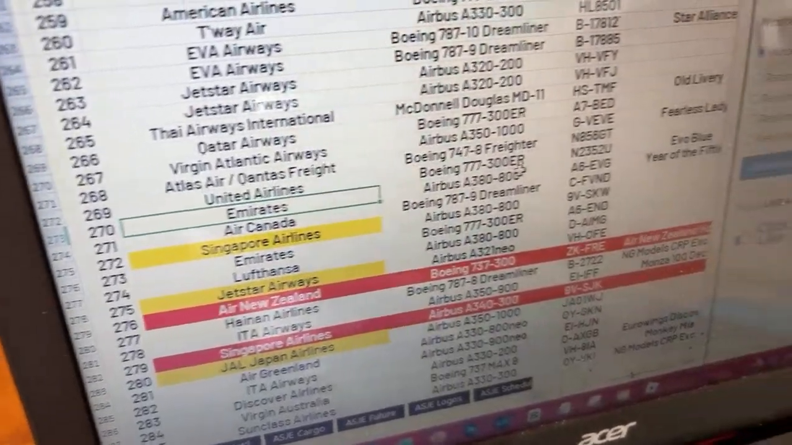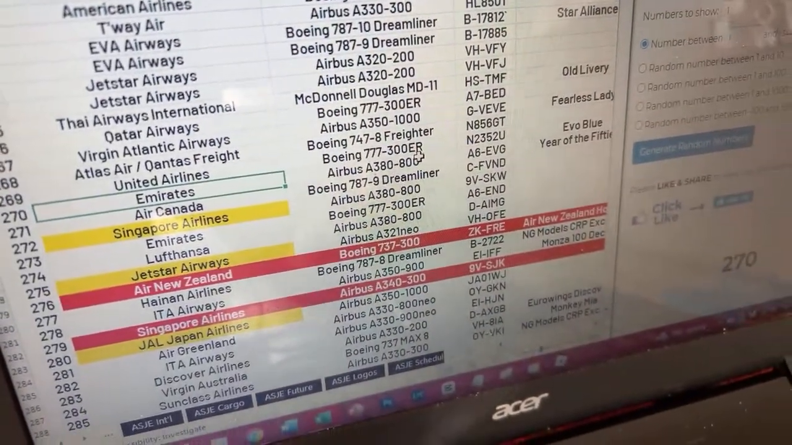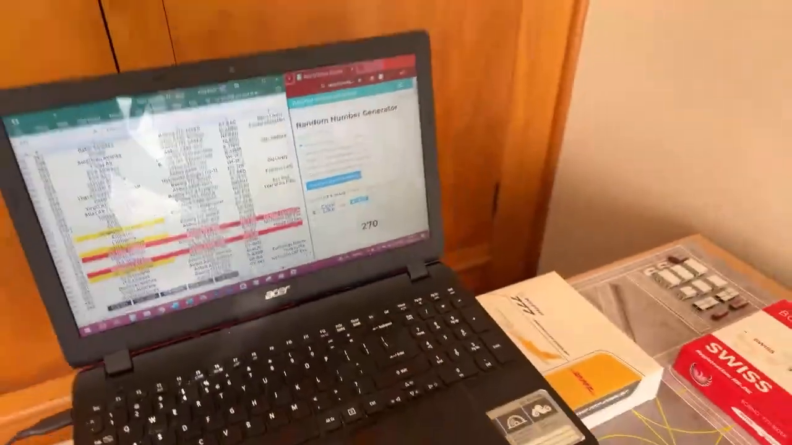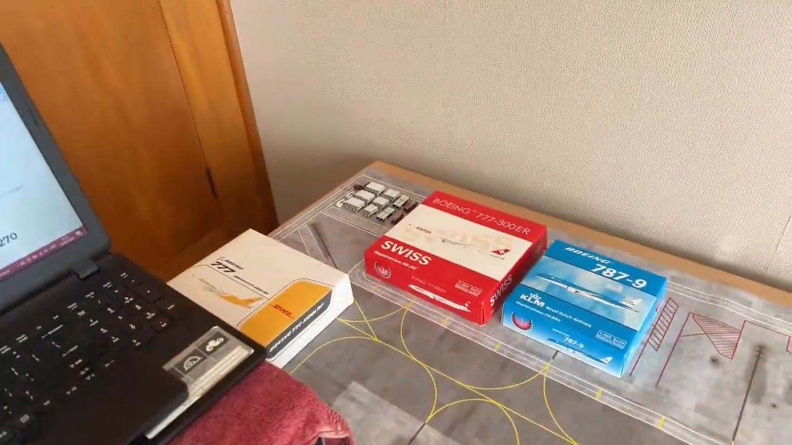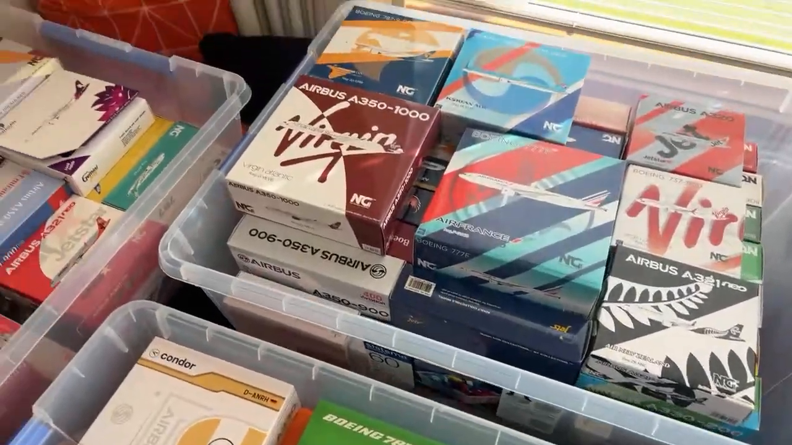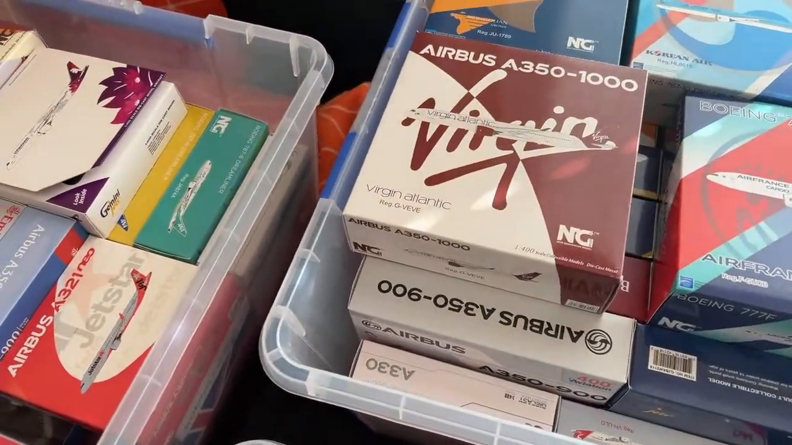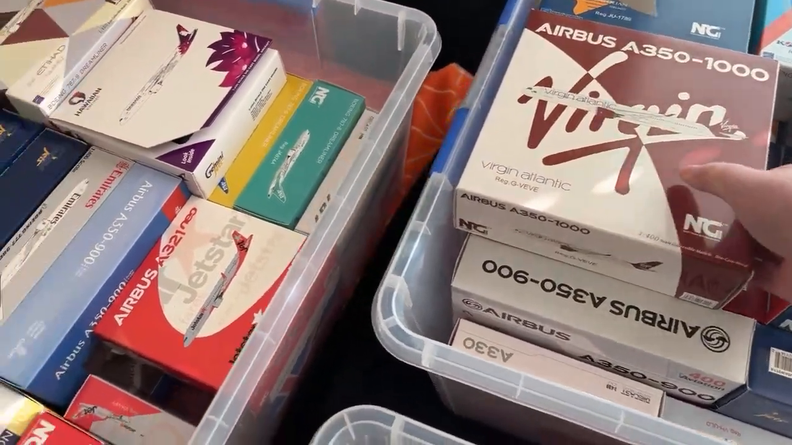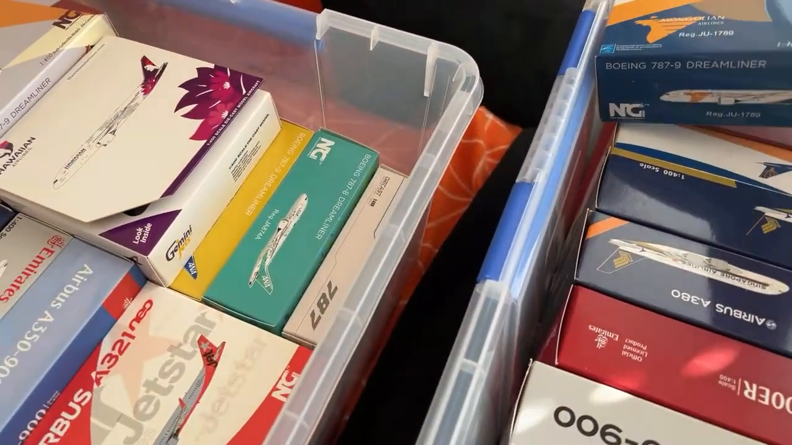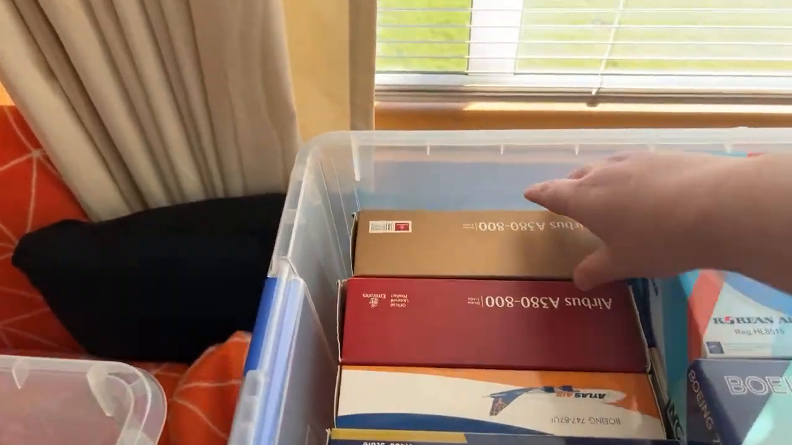The Emirates Airbus A380-800 Alpha 6 Echo Victor Golf in the year of the 50th livery. Ironically, this aircraft is no longer in this livery. It's now wearing the new livery. I know this because I've seen it in person. And it's sitting right here.